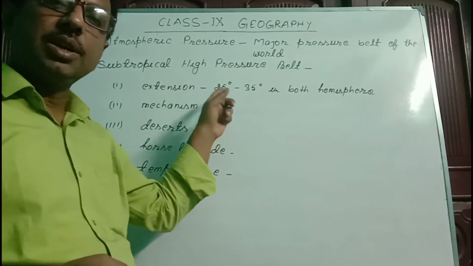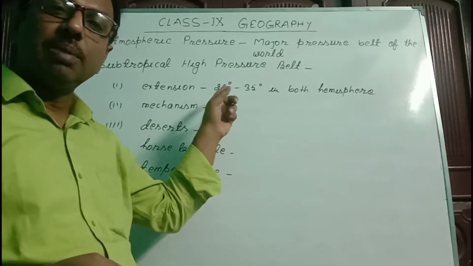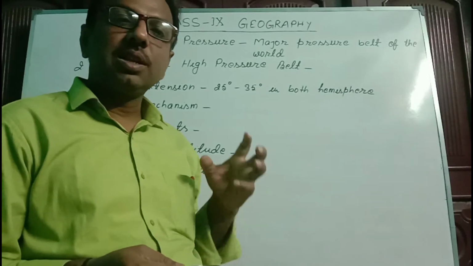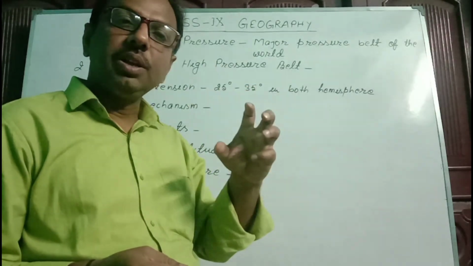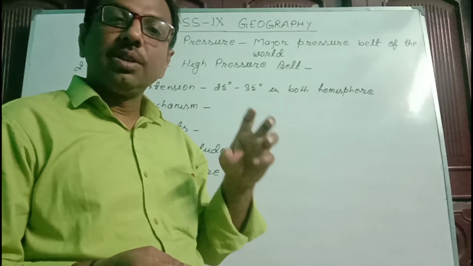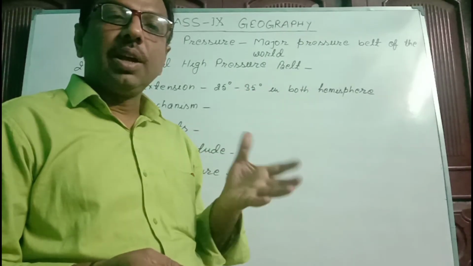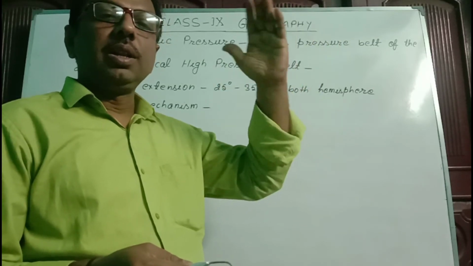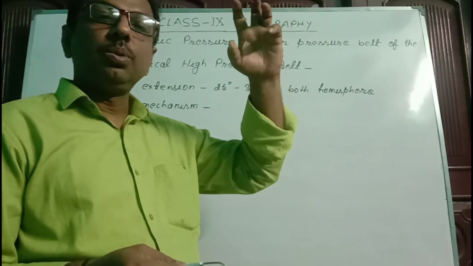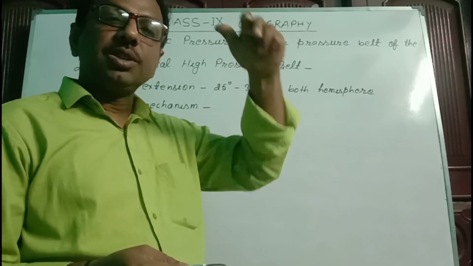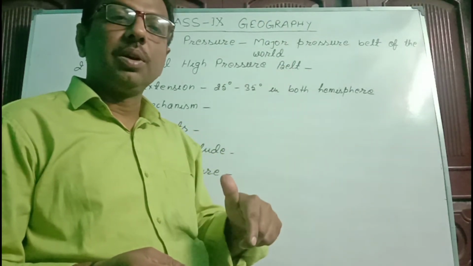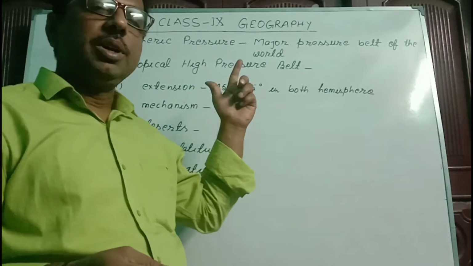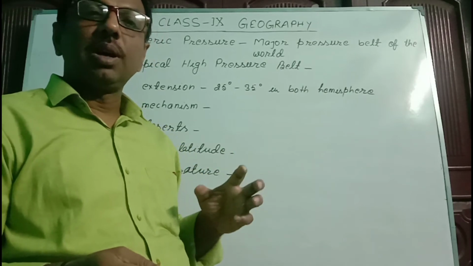First is extension, that is 25 degree to 35 degree in northern hemisphere as well as in southern hemisphere. Second, mechanism you saw, as the sun rays fall vertically in the equatorial region, that is the low air pressure. Being hot, the air rises up, and after passing through several layers of air in the atmosphere, again it becomes cool, and being cool, it starts sinking down, it starts coming down, and it comes in 25 degree to 35 degree in northern hemisphere as well as in southern hemisphere.